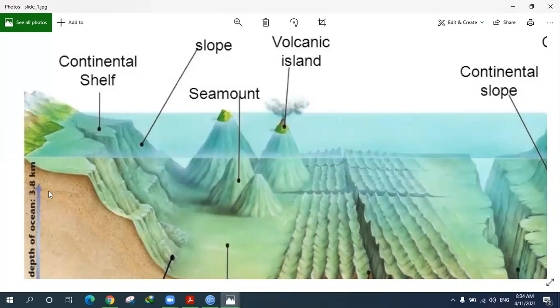So we have the continental shelf, which is the first part of the ocean. Yes, miss, but in Sharm el-Sheikh, there are separates.